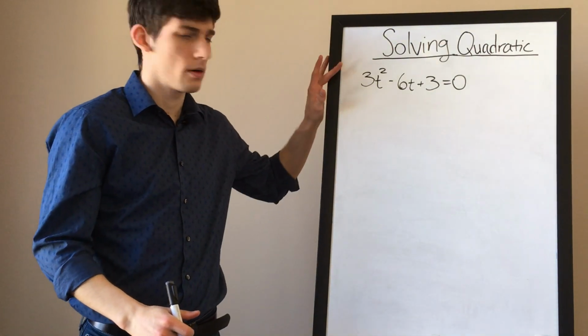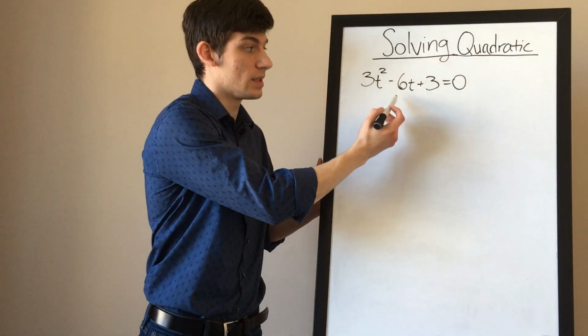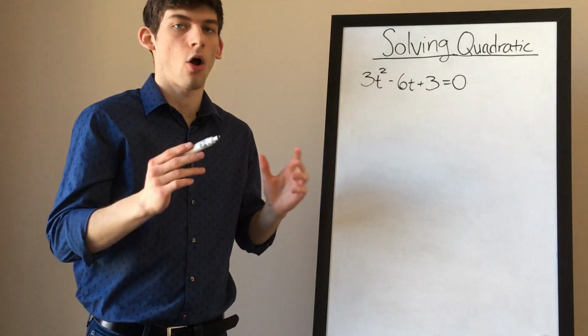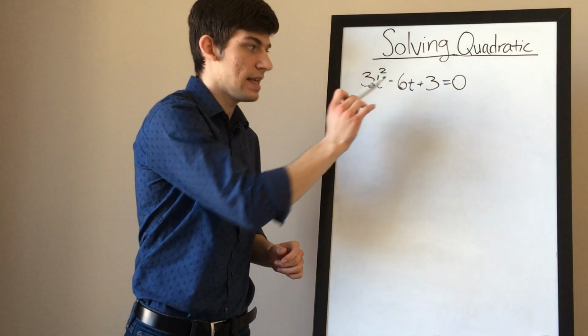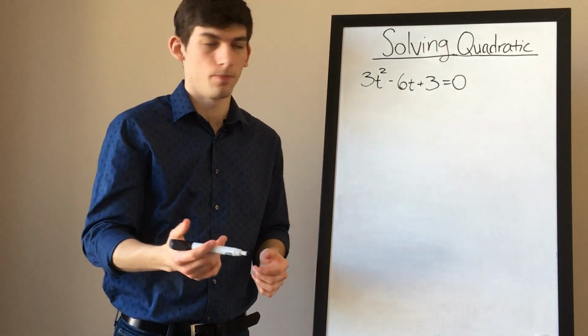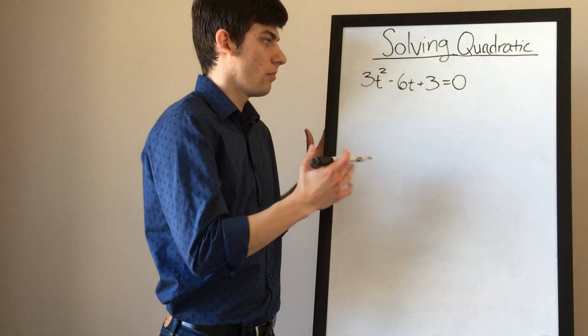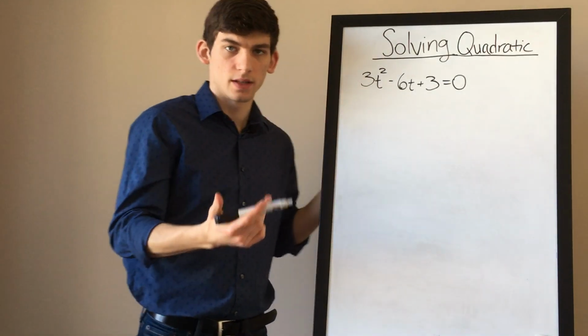Okay, so we're here. We have an equation 3t squared minus 6t plus 3 equals 0. And we want to find all possible values of t that make this equation true. So we'll notice some very apparent differences between this problem and the last one.